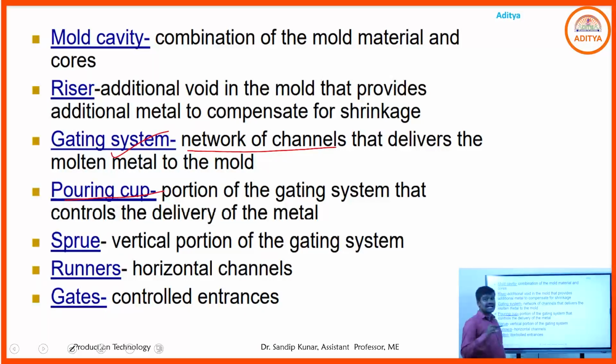And the runner, in contrast to the vertical sprue, is the horizontal channel. Another is the gates, which are the controlled entrance. The molten material from the pouring cup comes through the gates to the mold cavity. The gates control the flow of molten material to the mold cavity.